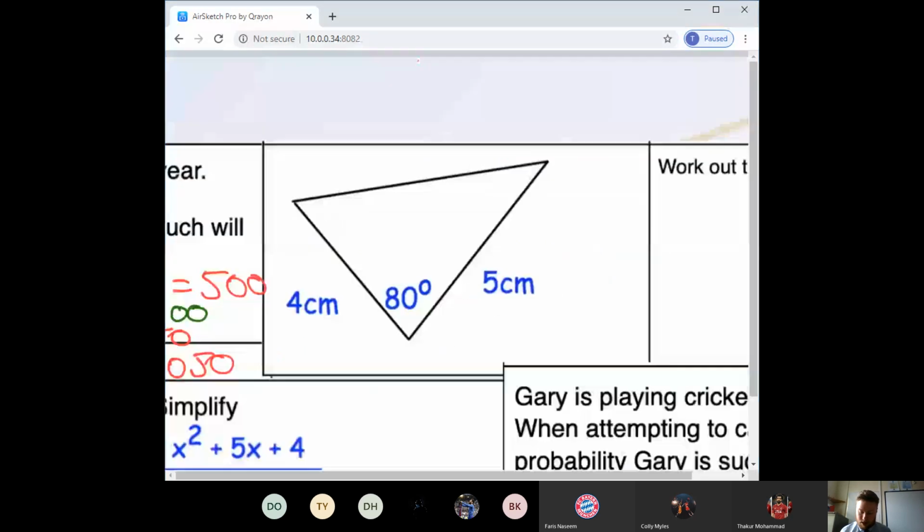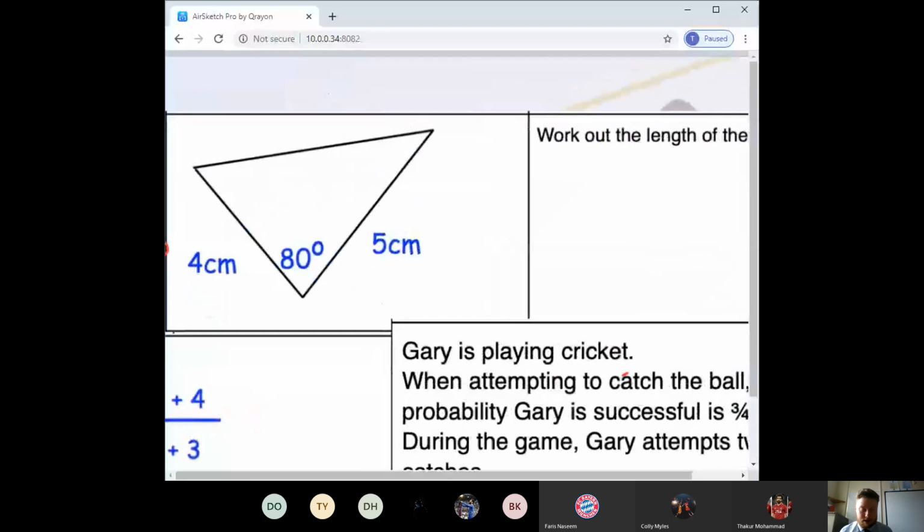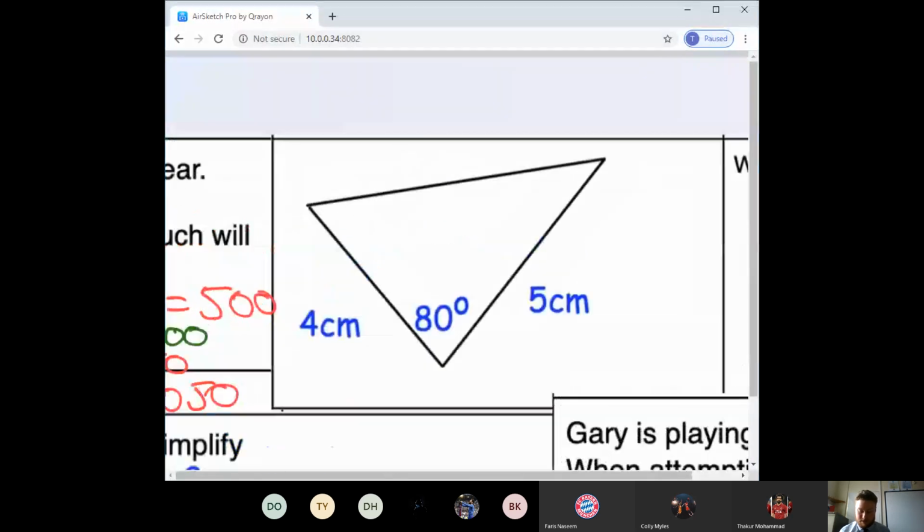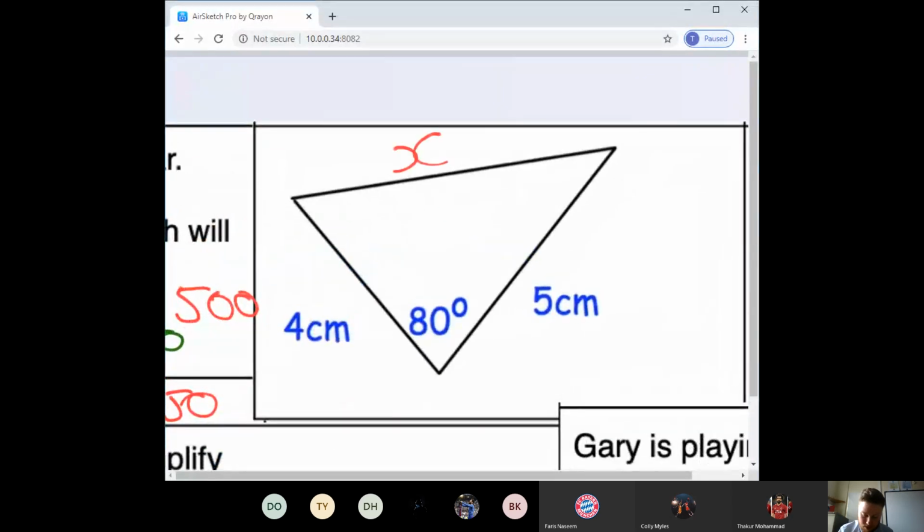Okay, on to another one. Let's have a look at this question here. So it's work out the value of the missing side there. I'm going to label it x. Now this one, I spoke to a few boys this morning about this question.